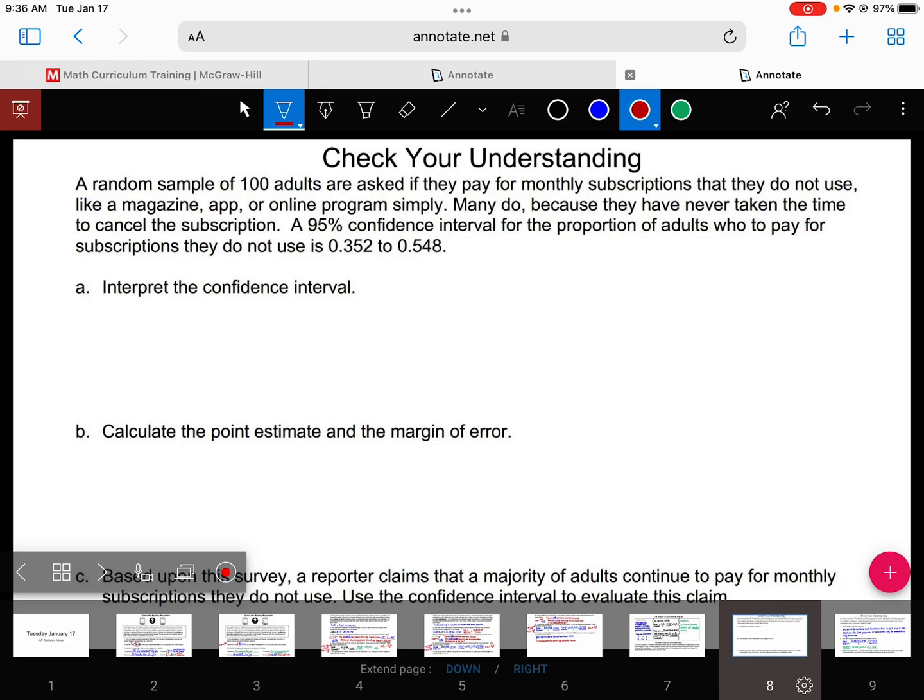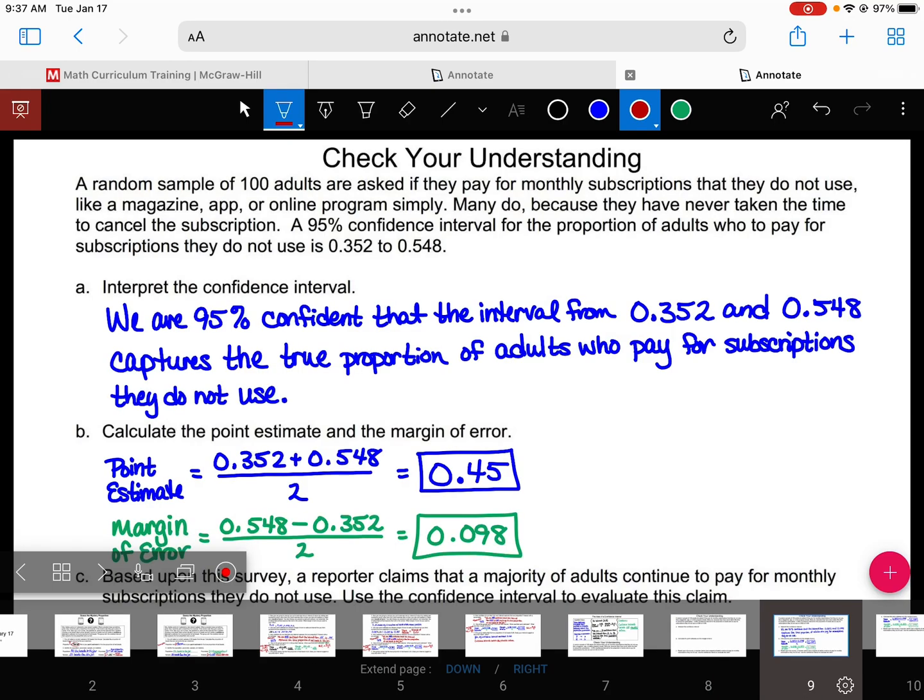What was the point estimate? 0.45. We take 0.352 plus 0.548, divide it by 2, you get 0.45. What was the margin of error? 0.098. Yes, there's my work for those.